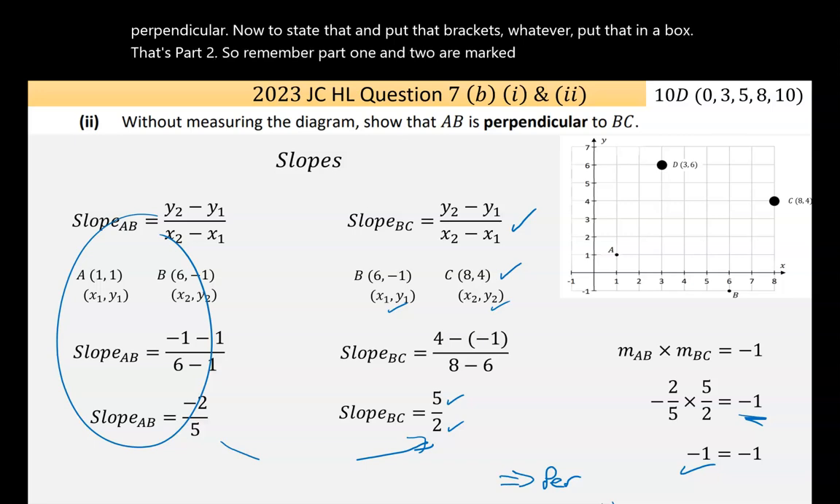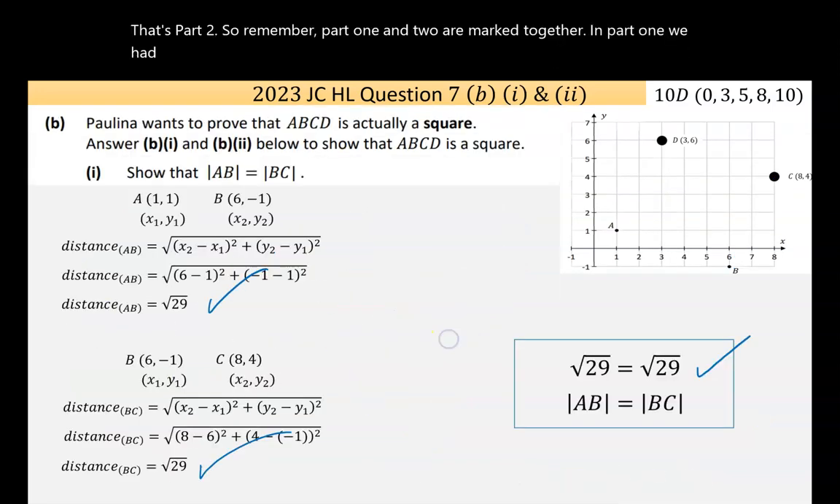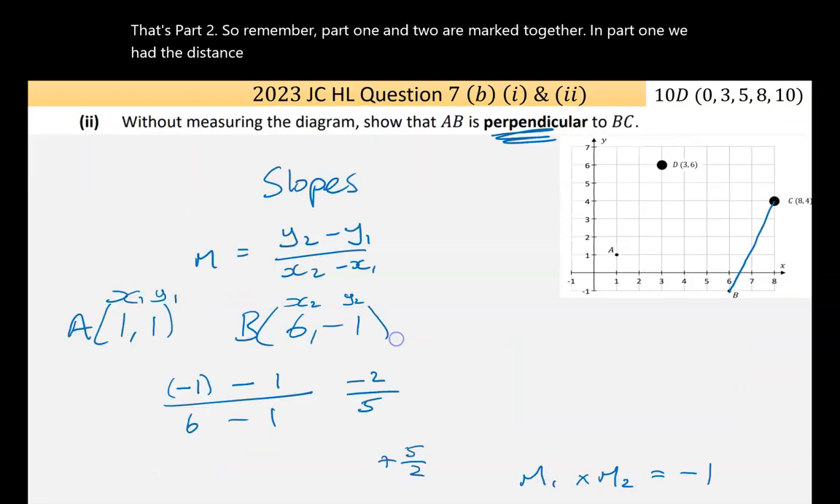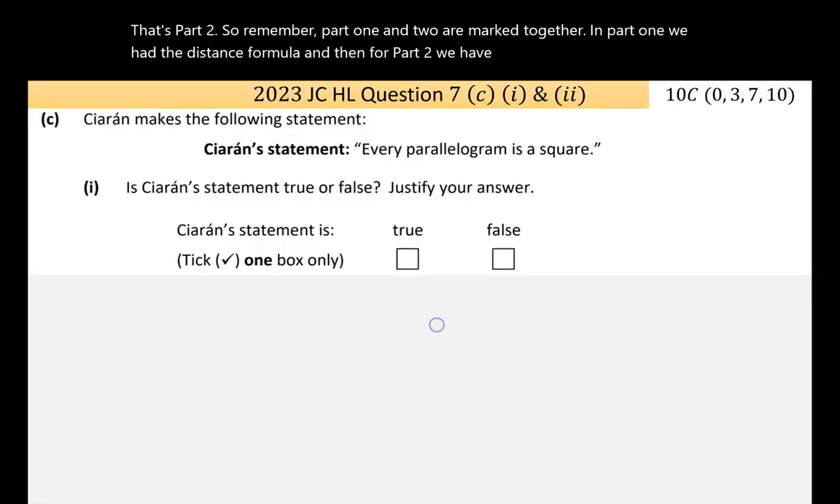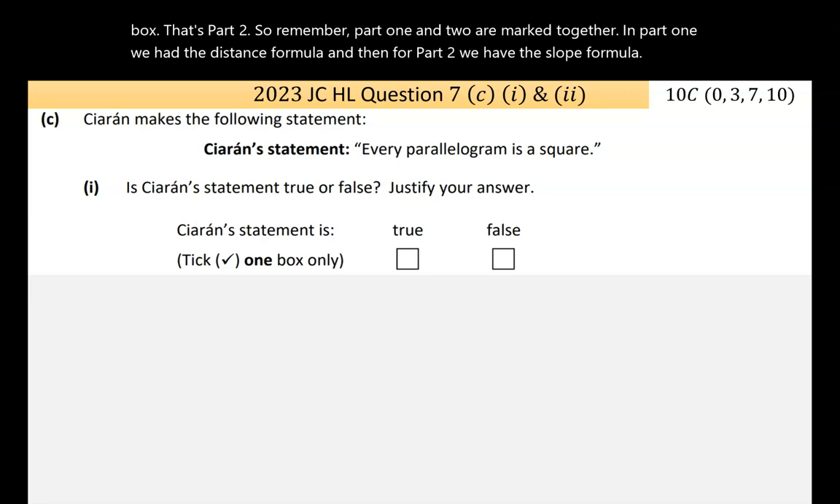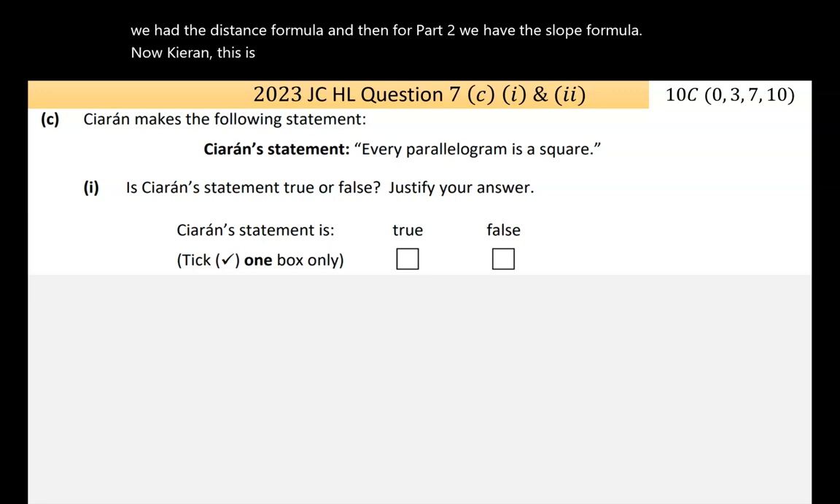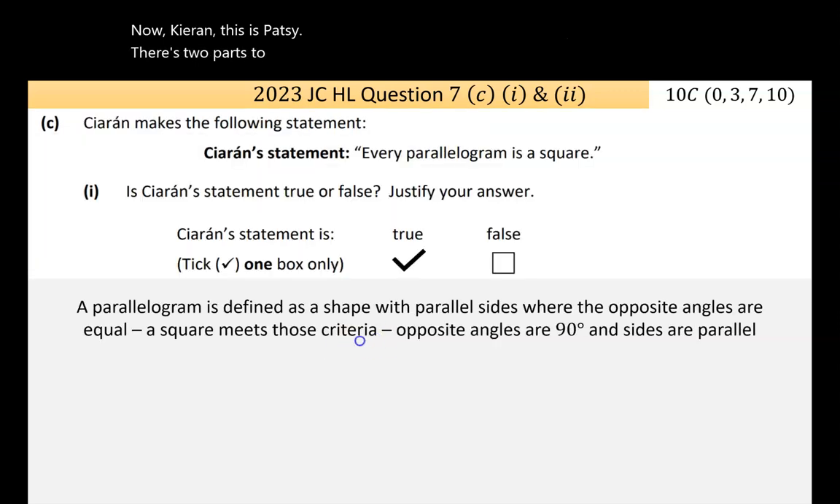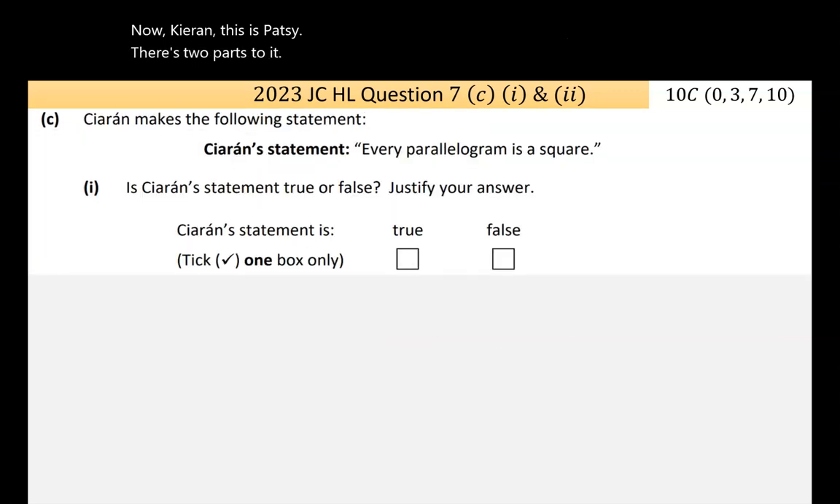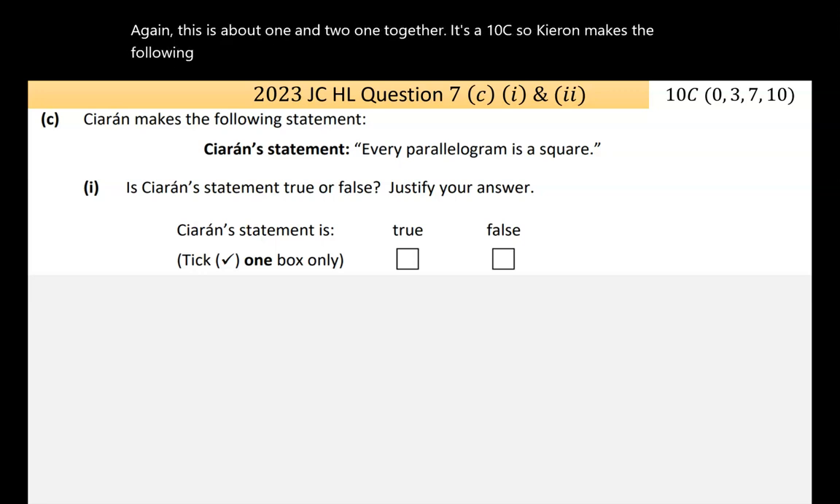In part 1, we had the distance formula. And then for part 2, we had the slope formula. Now, Kieran, this is part C. Actually, there's 2 parts to it, is there? Okay. Again, this is part 1 and 2 marked together. It's a 10C. So Kieran makes the following statement. Kieran's statement: every parallelogram is a square.